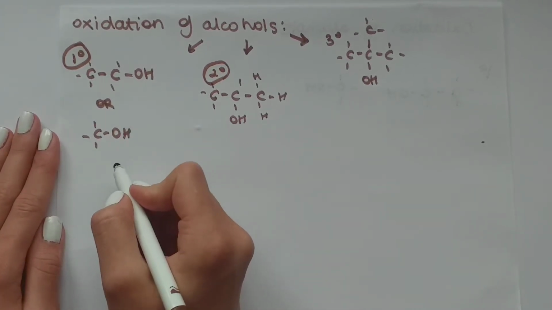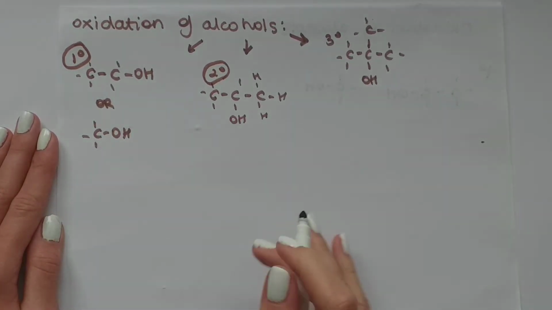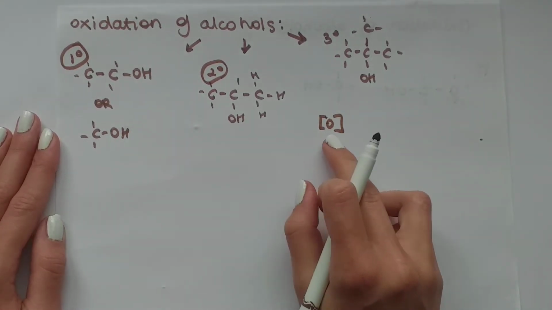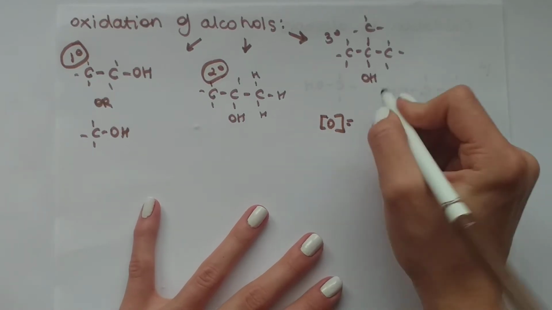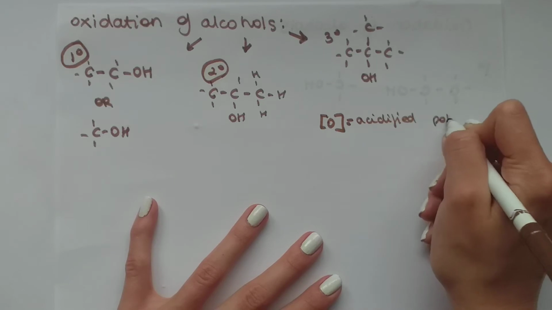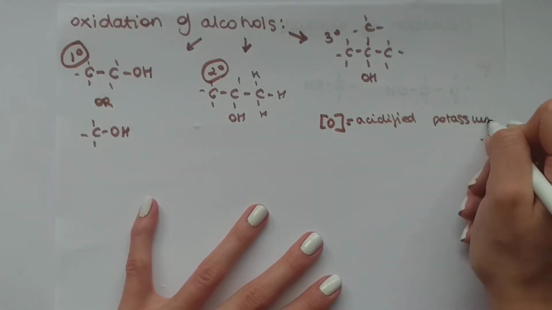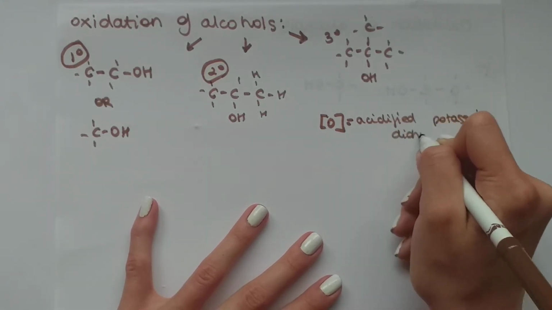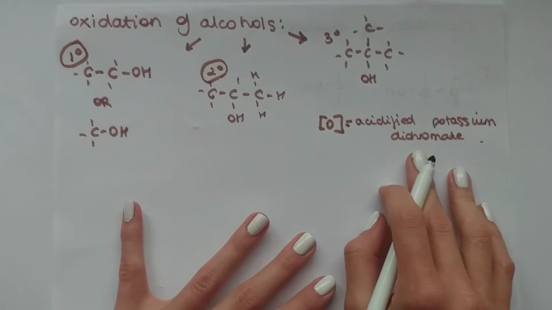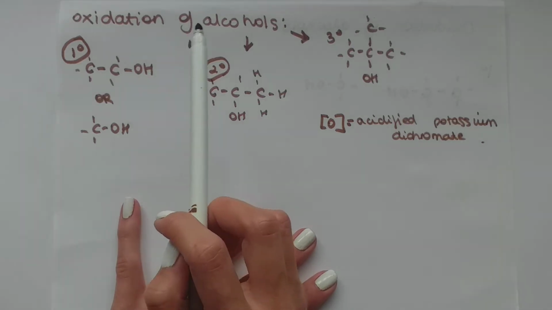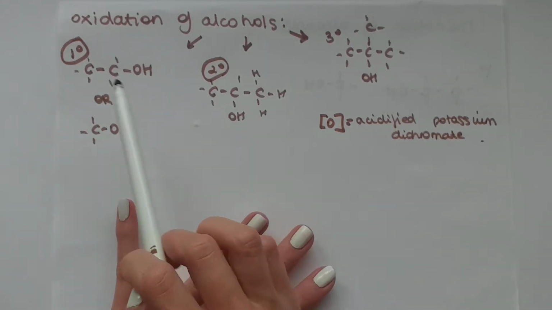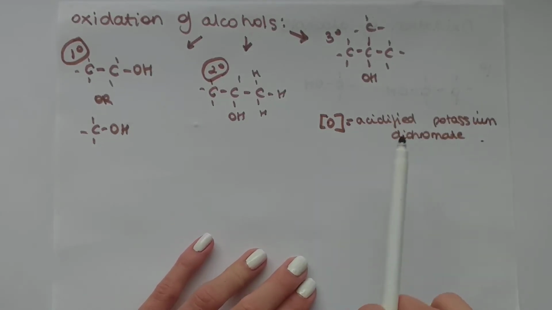In order to oxidize an alcohol, we need an oxidizing agent. This oxidizing agent we write as an O in square brackets, and it's called acidified potassium dichromate. This oxidizing agent is good for all the alcohols that can be oxidized, so primary and secondary. This is always going to be the oxidizing agent.